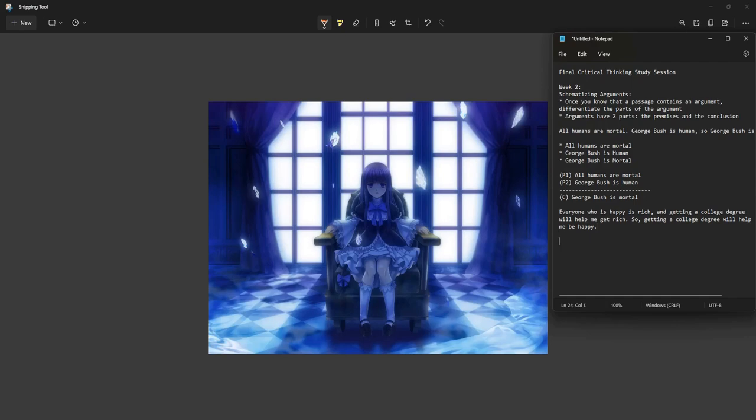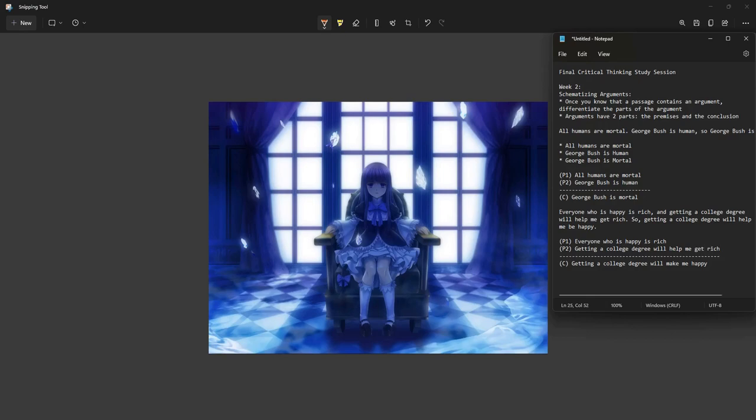Remember, in a case like this, we do not care if our premises are true or false. We're just schematizing them. P1 is everyone who is happy is rich. And premise 2 is that getting a college degree will help me be happy. Once we have our two premises written out, we have to write the conclusion, which states getting a college degree will help me get rich. See, this is why you have to check your work after writing it down.